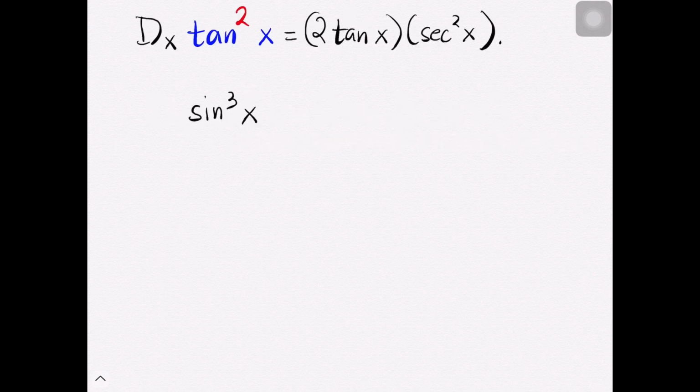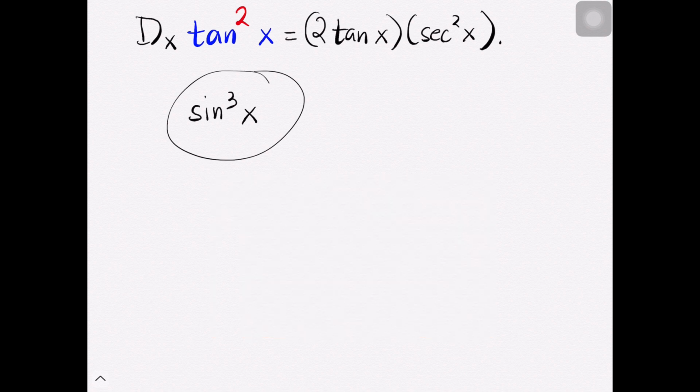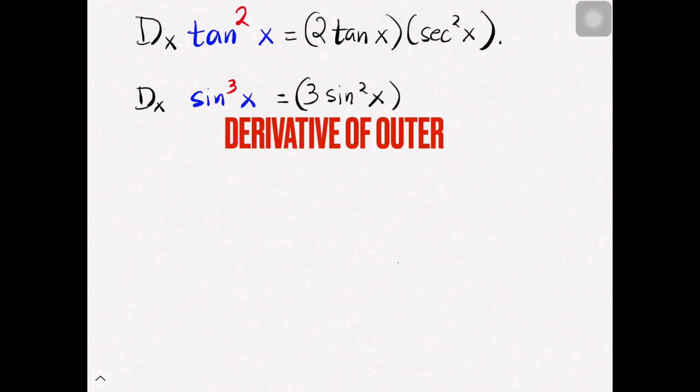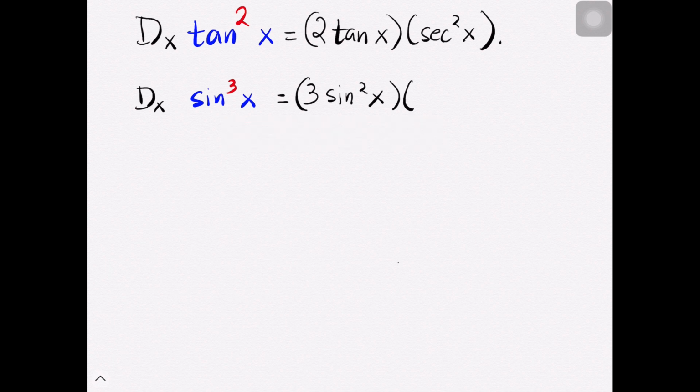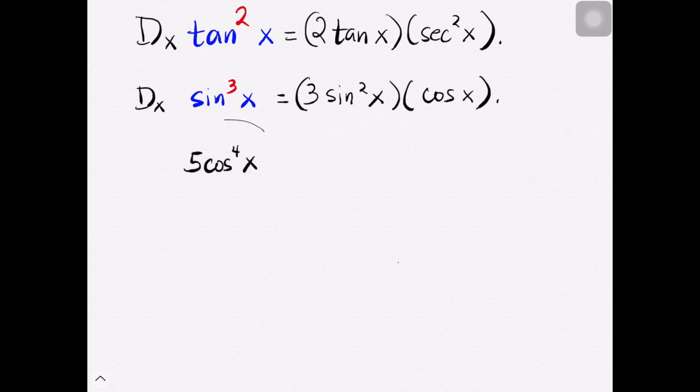Let's check if you got the gist. Try to get the derivative of sine cube x. Observe that in sine cube, the inner function would be sine x and the outer function would be the cube part. And so, its derivative would be 3 sine squared x, which is the derivative of the outer function, times the derivative of the inner function, which is this time cosine x. How about this one right here?